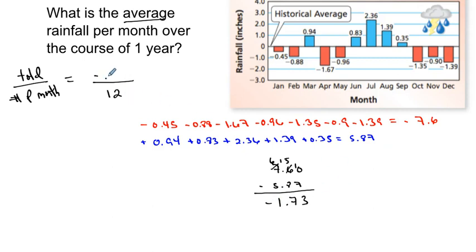So now I have negative 1.73 as my total rainfall over that year. And then I'm going to divide this by 12. So 12 goes into negative 1.73 how many times? I could neglect the negative sign here for a second, and I just think about, well, negative divided by positive is going to be a negative, and start.